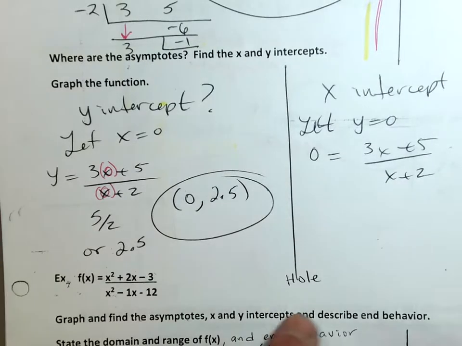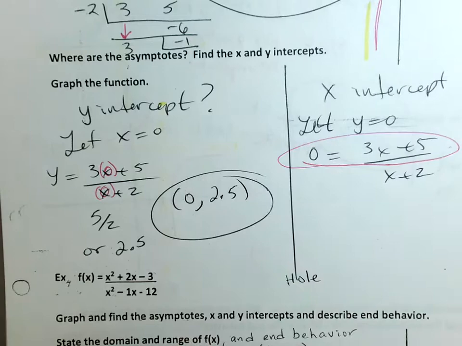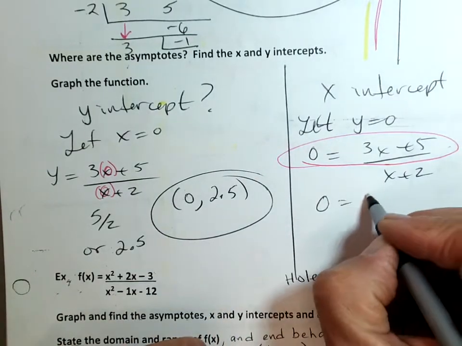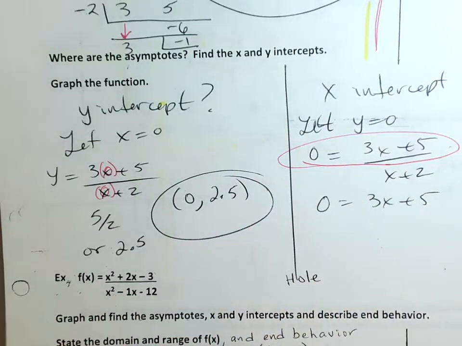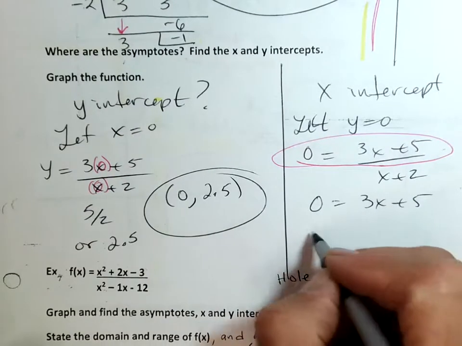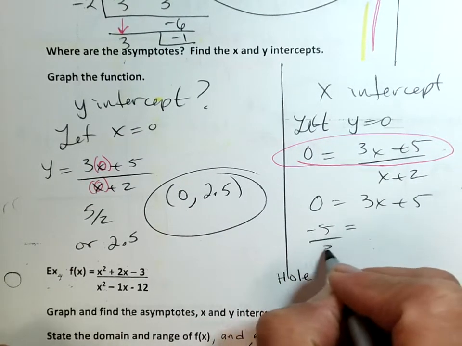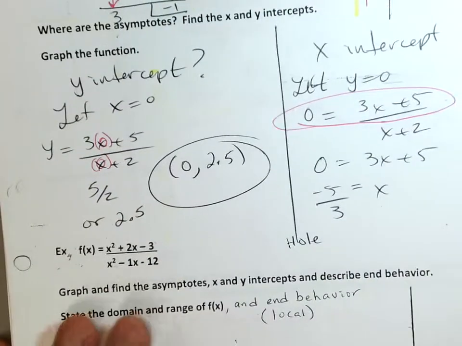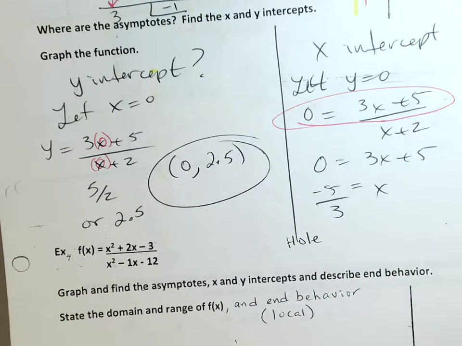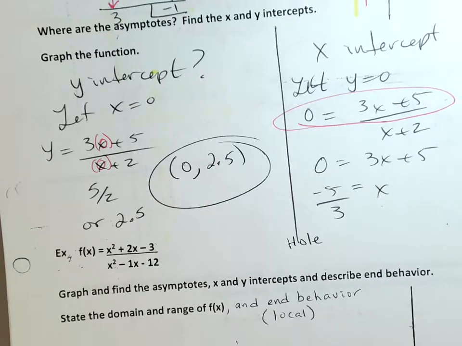So I'm going to rewrite it and only worry about the numerator: 0 equals 3x plus 5. And we'll solve, because if the numerator is 0, the whole fraction is 0. So minus 5, divide by 3. So x is negative 5/3. Minus 5, and then divided by 3. You with me?